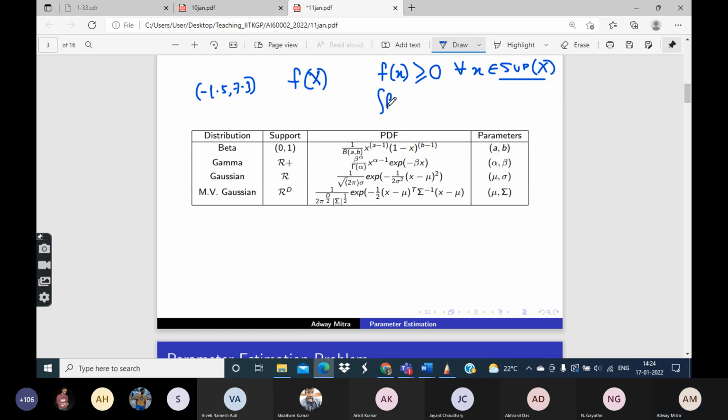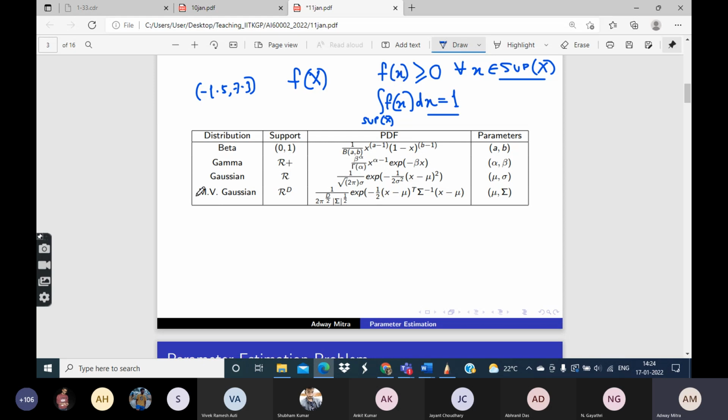Also, if we carry out the integration over the support set, then we should get 1. Okay, so that is what is called the probability density function.